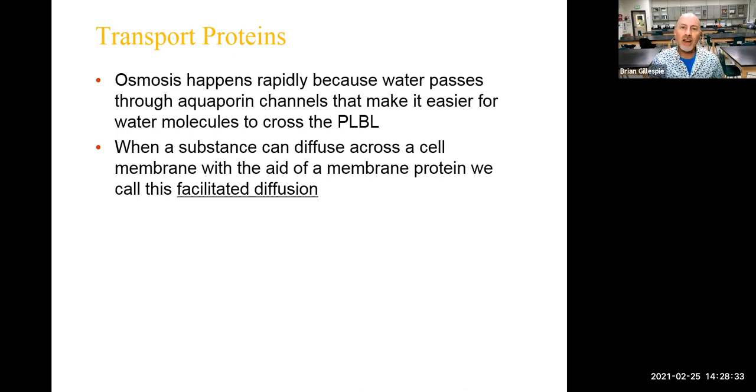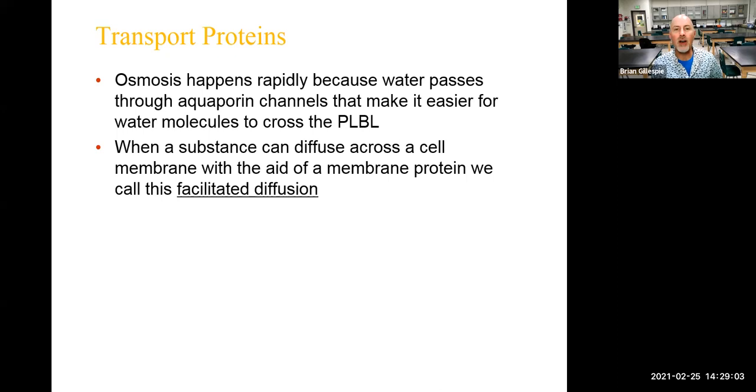Now, since we are talking about the diffusion of water and using a protein to aid in the diffusion, we can describe this form of diffusion, and that osmosis is an example of not just diffusion, but technically it is facilitated diffusion, because the molecule is getting a little bit of help. Help in the form of a protein that makes it easier for the substances to move across.